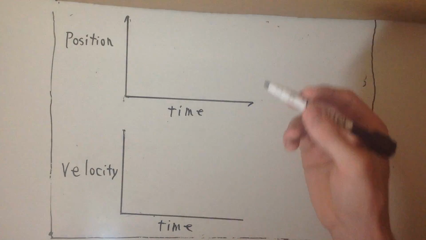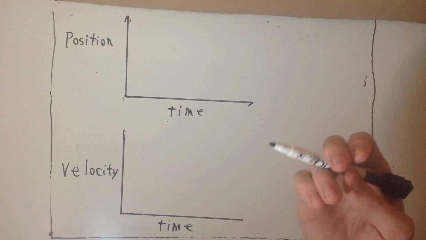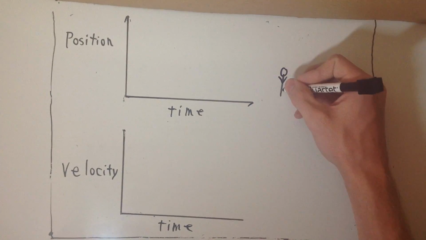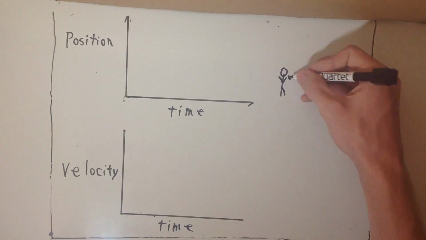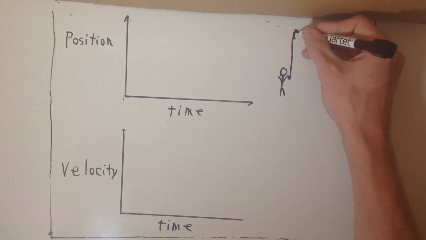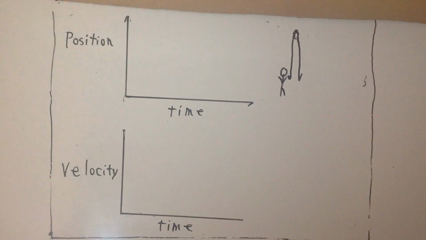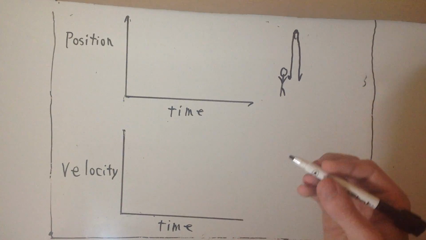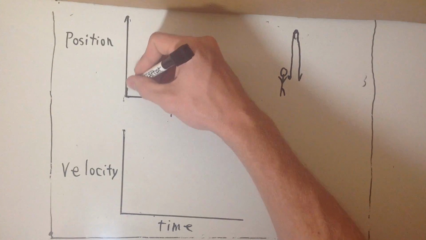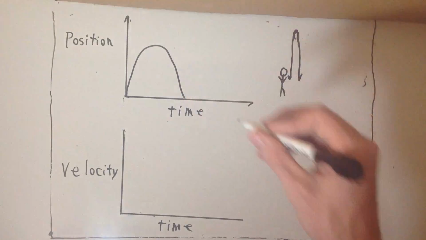So a position versus time graph. If you think about throwing a ball in the air, you've got your little guy, we'll say this is you. You have your ball, you throw it in the air, it goes up, reaches a point, and then goes back down. And so the position versus time graph is actually fairly intuitive in this case. It looks like an upside down parabola.